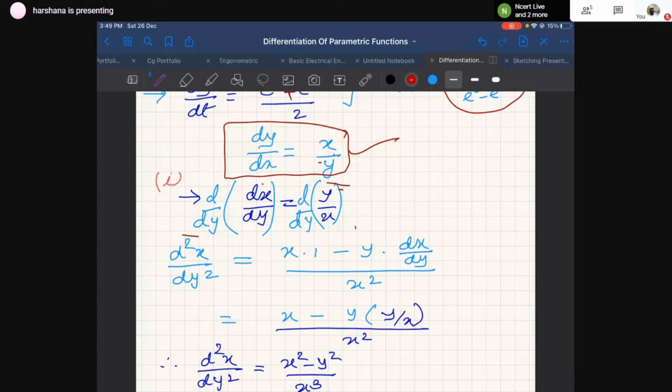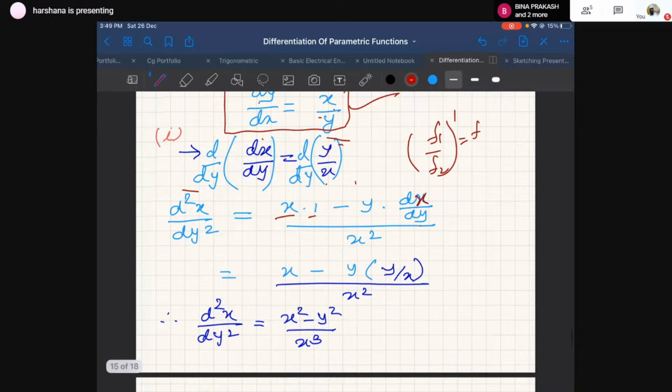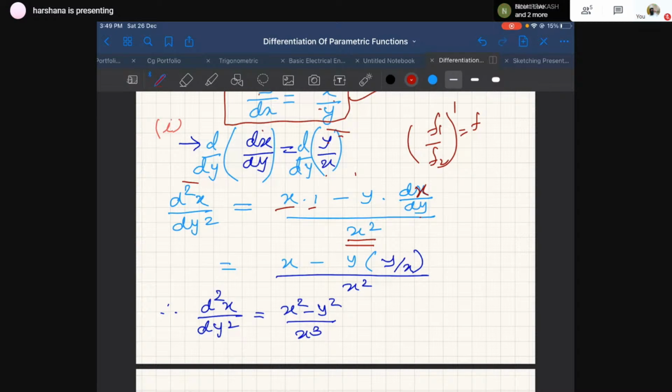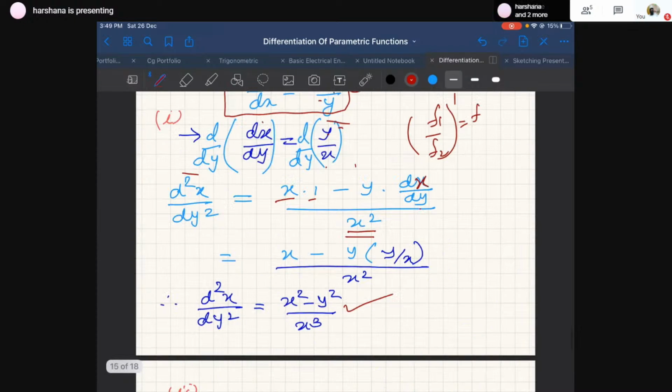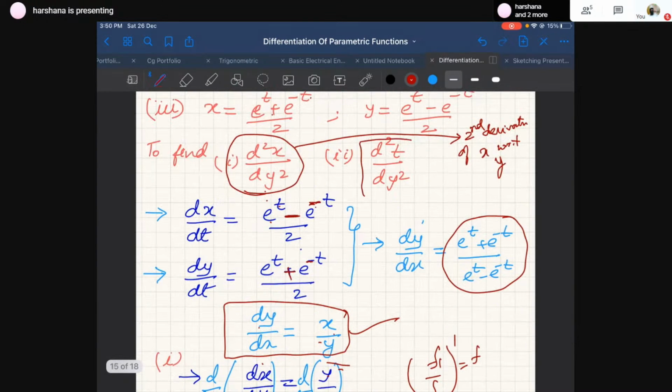So here I have used the quotient rule. What is the quotient rule? The derivative of f1 upon f2 is the denominator multiplied by the derivative of the numerator. Differentiate y with respect to y. What will be the answer? 1 minus y times the derivative of x with respect to that, which is dx on dy, upon the square of the denominator. So the simplification is converted to this. The second part is to find another important thing that we have. That is a variation that we have in the parametric form.